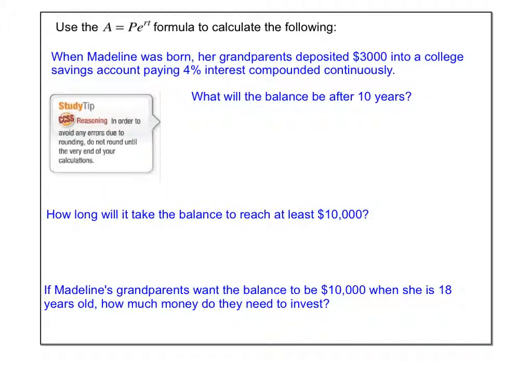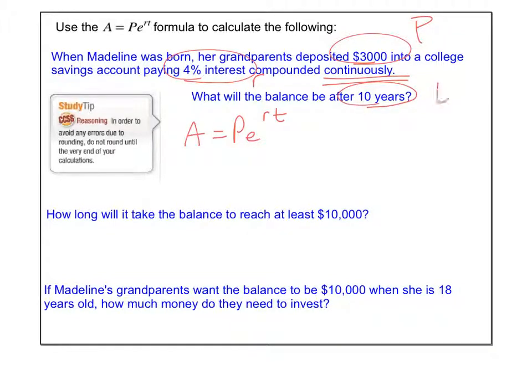Madeline was born. Her grandparents deposited $3,000 into a college savings account. So right away, $3,000, that's my principal. The account pays 4% interest. There's my rate, compounded, and then here's the word, continuously. So right off the bat, I know I will use P times e raised to the rt. What will be the balance after 10 years? That's my time. A equals my deposit, base e raised to the 0.04 times 10.